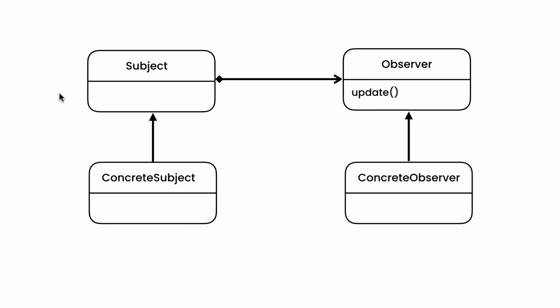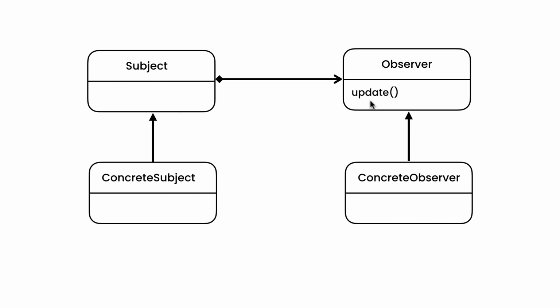Here's the classic structure of the observer pattern. We have this subject, which is an abstract class. It talks to this observer, which is an interface, and we have concrete implementations of these abstractions. Now, with this design, the subject notifies the observers by calling the update method.